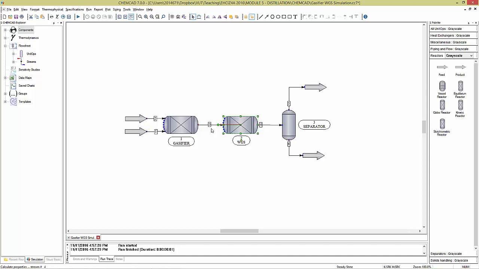If you have a distillation column, I need to know what you're going to heat the bottoms with. I need to know what you're going to cool the condenser with. So all those need to show in your final flow sheet. I need to see the process streams. I need to see the utilities as well.